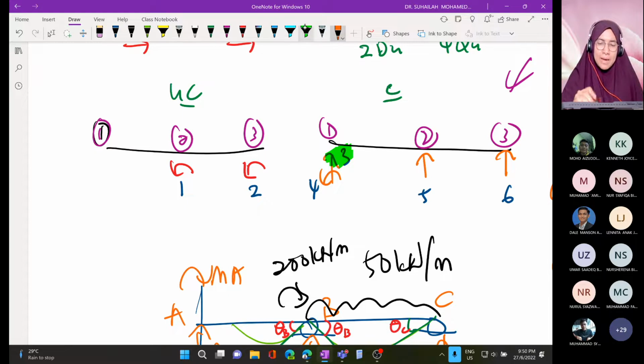Dalam diagram ni dia komponen Z. Komponen Z in terms of displacement jadi rotation. Understand? Because it is Z component. Kalau komponen displacement komponen X, it is horizontal displacement. Kalau komponen Y, it is vertical displacement. Kalau komponen Z, it is a rotational displacement. Rotational displacement is rotation, slope.